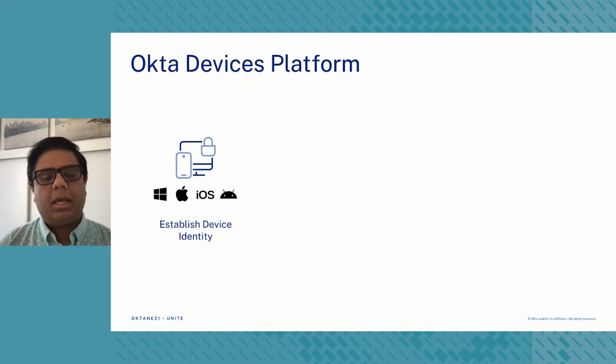The first piece is the establishing of device identity. With device identity, what you get is a record stored for your device in Universal Directory. With this, admins and end users are able to look at all of the devices that are now used to access resources in your organization. And when you do this, you can start doing some incredible things.